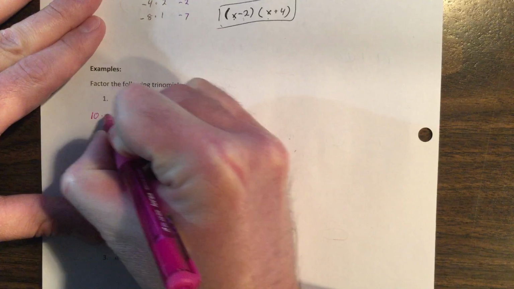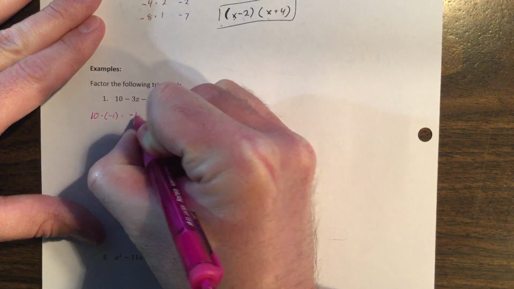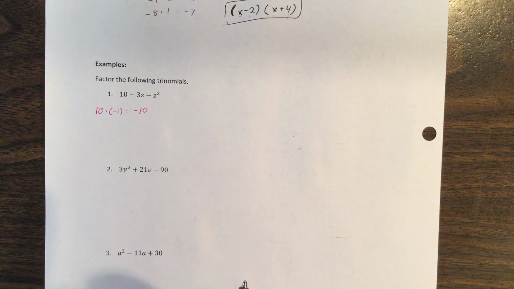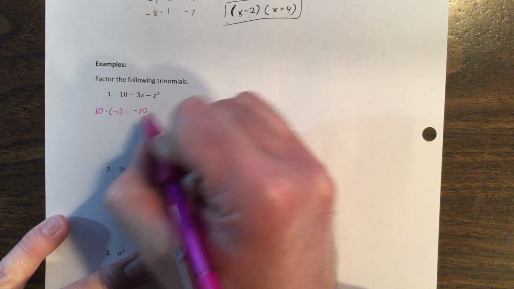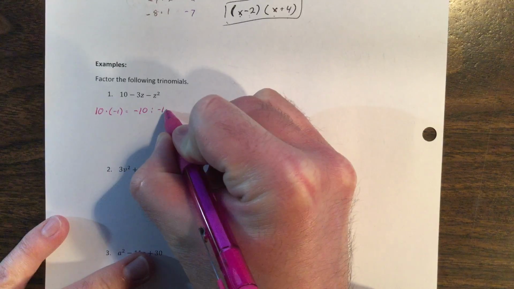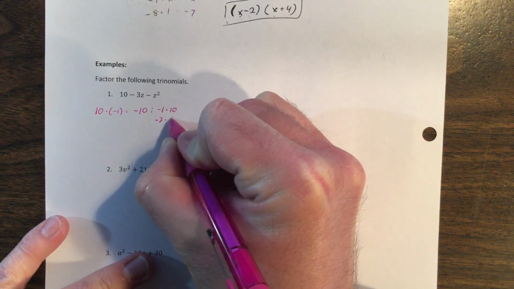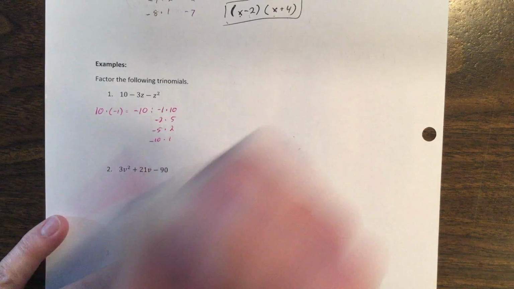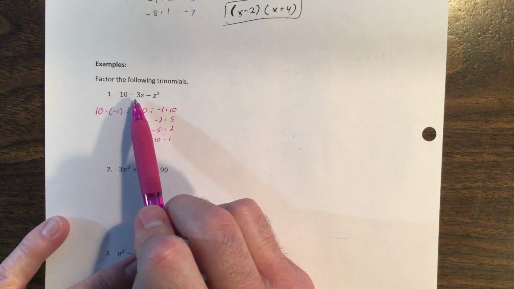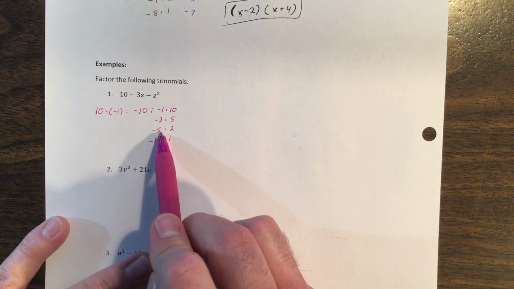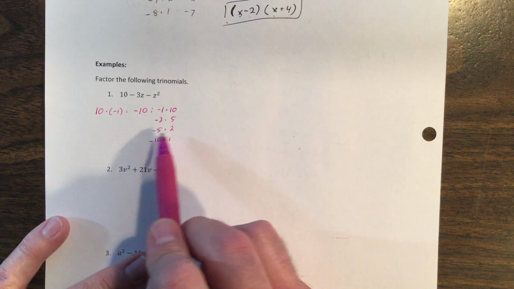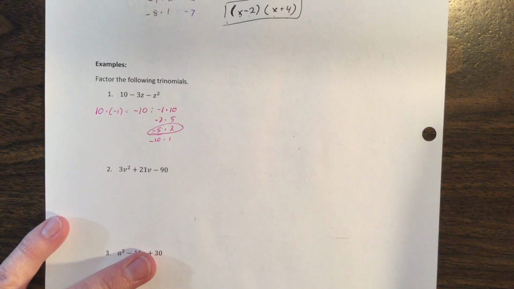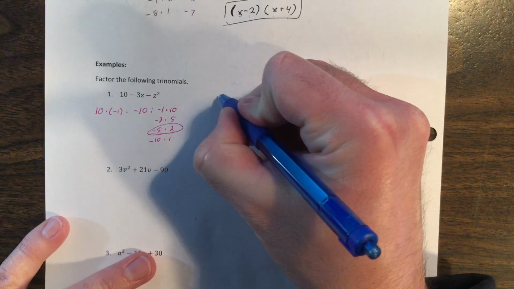So what we're going to do is we're going to do 10 times negative 1. That's going to give us negative 10. And we're going to leave it in the same order, actually. We don't have to worry about that. We can leave it in exactly the same order. Multiples of negative 10 are negative 1 times 10, negative 2 times 5, and then we have the opposites, negative 10 times 1. We want to look for which one adds up to negative 3, and that's going to be this one right here, negative 5 and positive 2. So that's the value that we're going to use to decompose our trinomial.